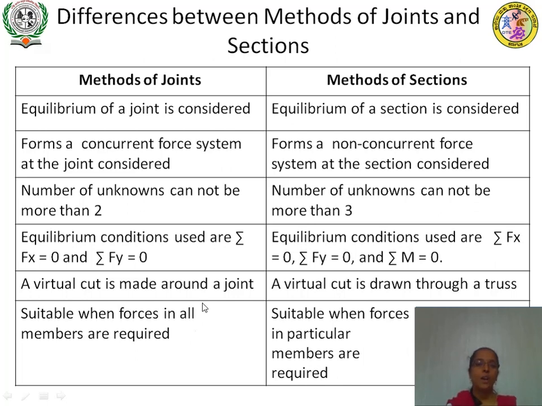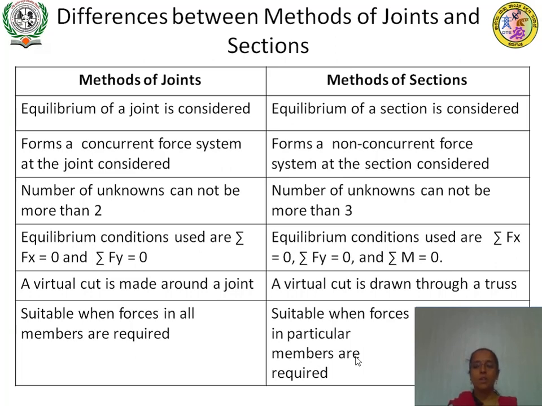Method of joints is suitable when forces in all the members are required. When we need forces in all the members, we'll go for method of joints, and method of sections is suitable when forces in particular members are required. So this method is a fast process to find forces in some particular members.